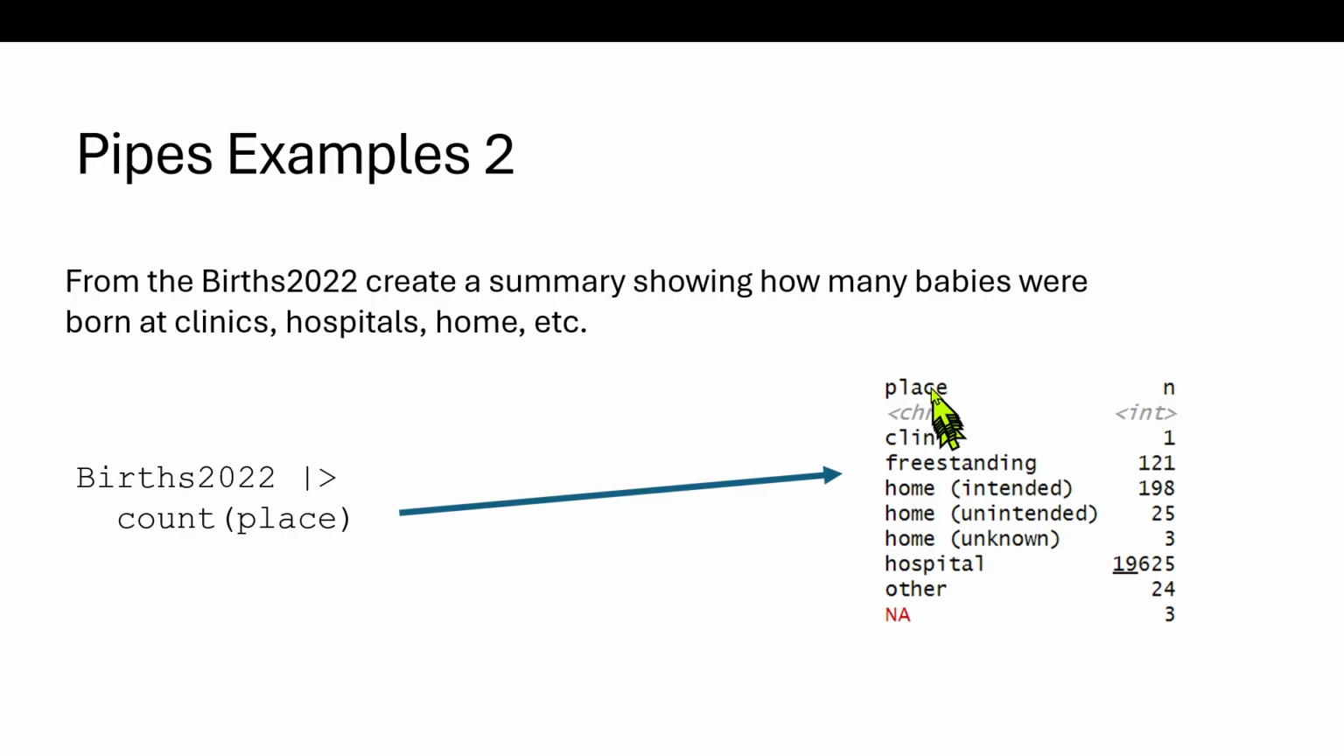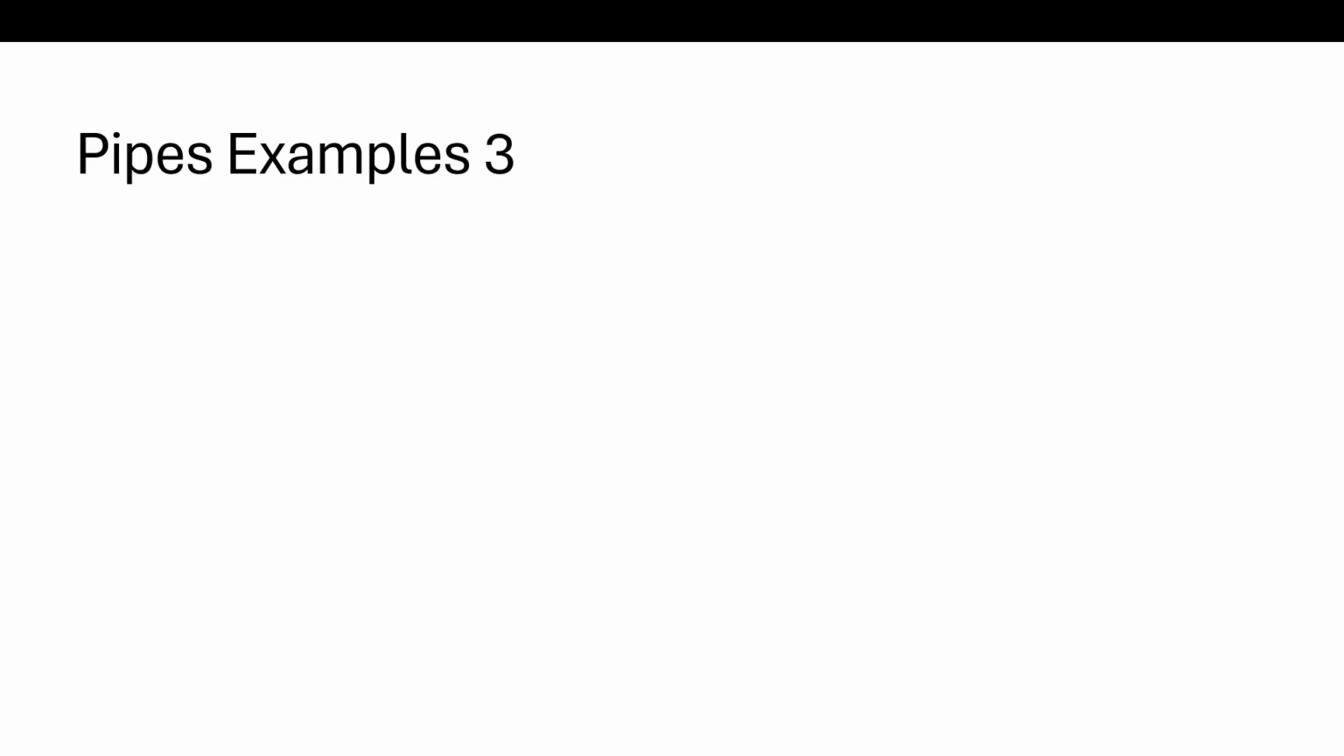Okay, so typically when you have a categorical attribute like place, and you want to find out how many rows correspond to each of its values, you can easily use the count function to do that. So we said births 2022 pipe count place. For every value of place, tell me how many rows there are in the data set. Very powerful, very useful function.